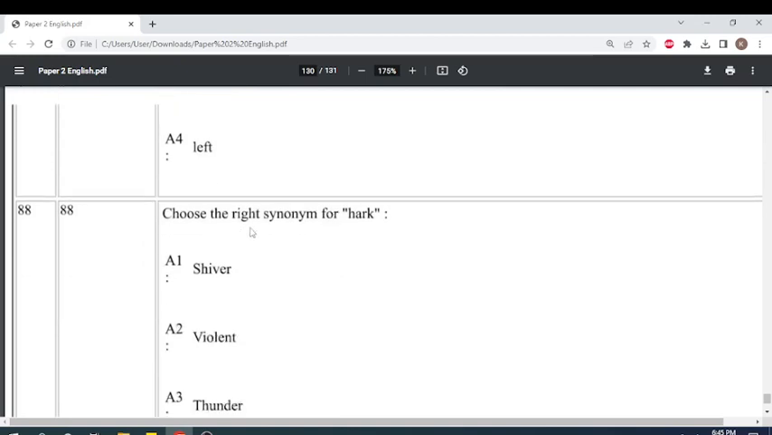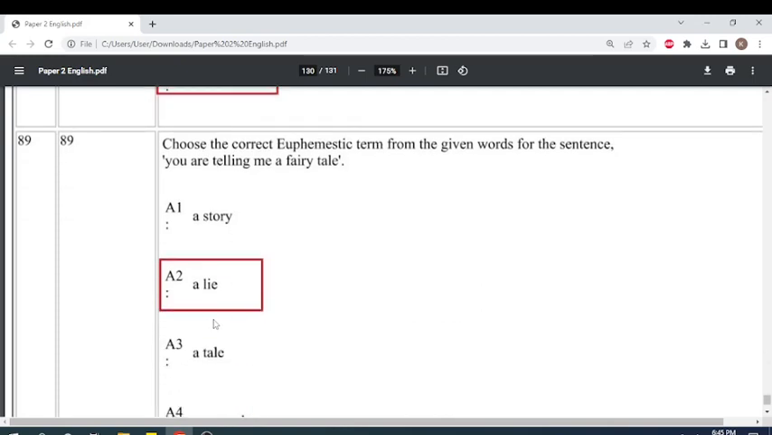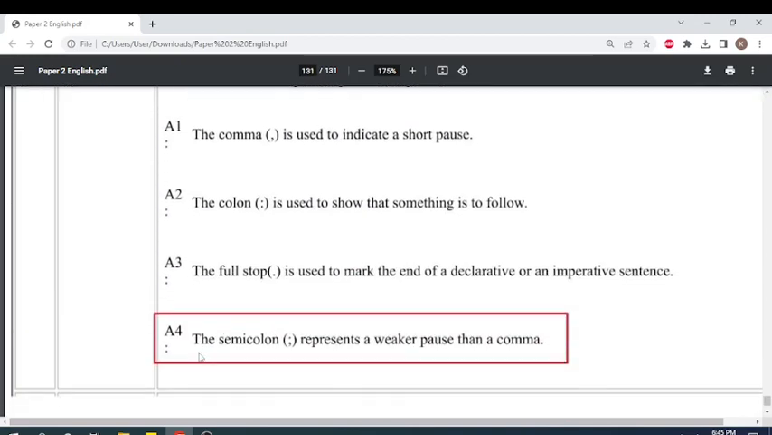88. Choose the right synonym for hark. Answer A4, listen. 89. Choose the correct euphemistic term for the given words in the sentence. You are telling me a fairy tale. Answer A2, lie. 90. Which of the following is not possible in punctuation? Answer A4, the semicolon represents a weaker pause than a comma.